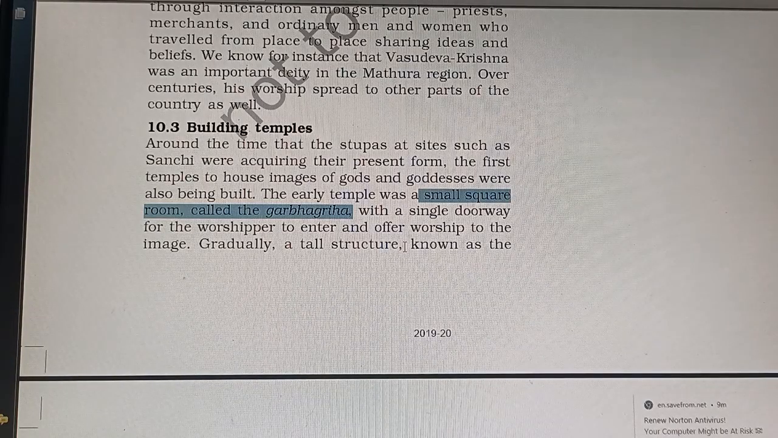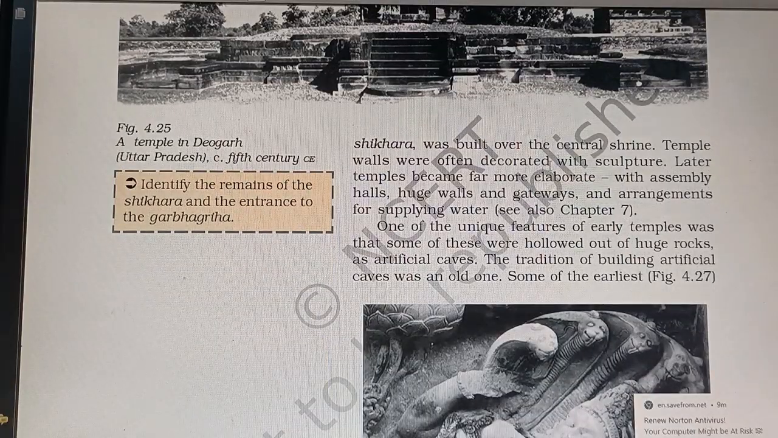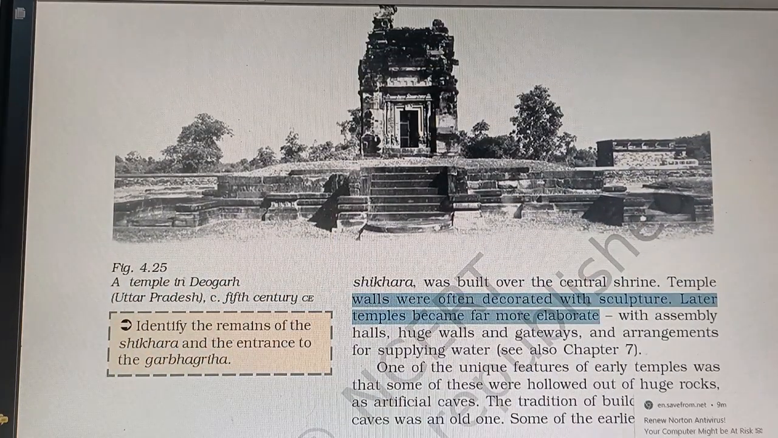Slowly and gradually the structure became tall, and they started having a shikhara built over the central shrine. Temple walls started being decorated with sculptures, and later temples became far more elaborate. Temples started having assembly halls, huge walls, gateways, and arrangements for water supply. So this is how different temples were built at different times. This temple in Deogarh, Uttar Pradesh, was built in the 5th century.